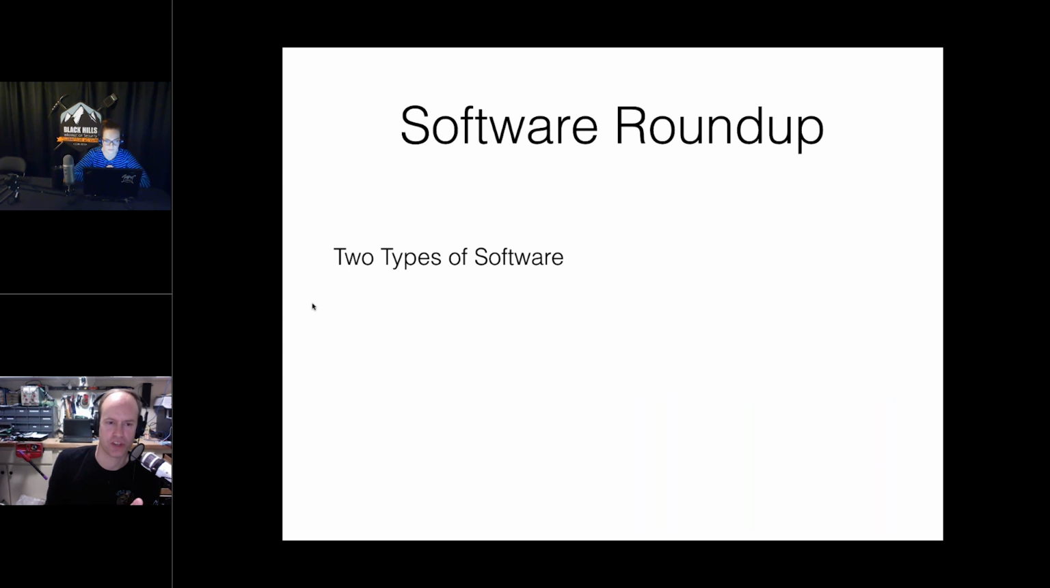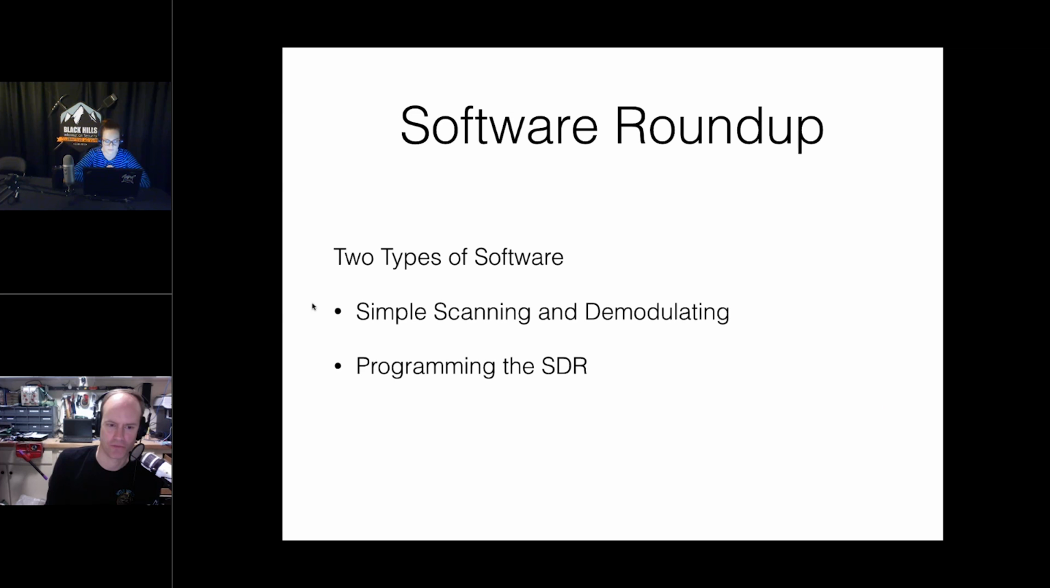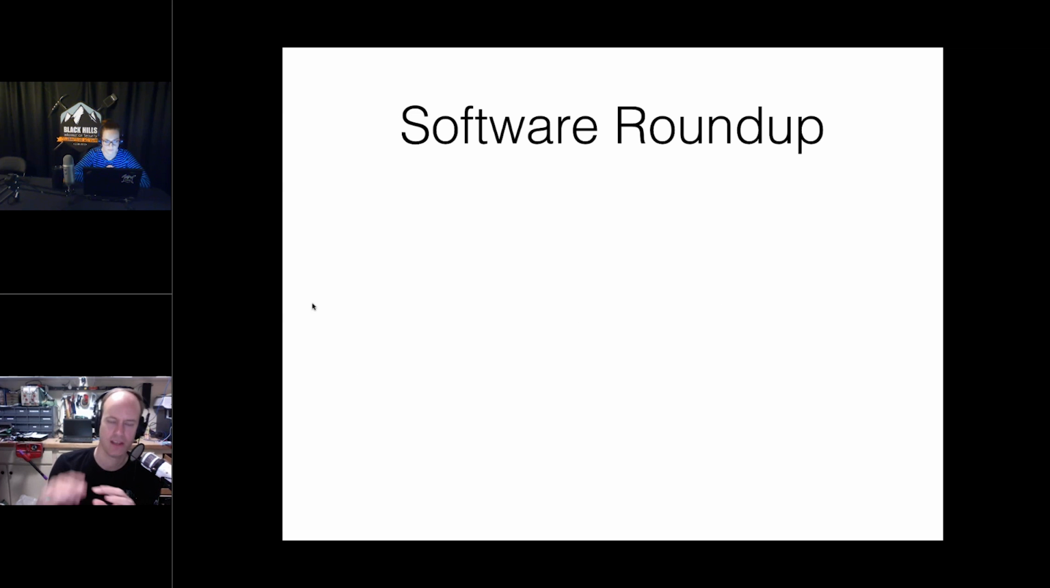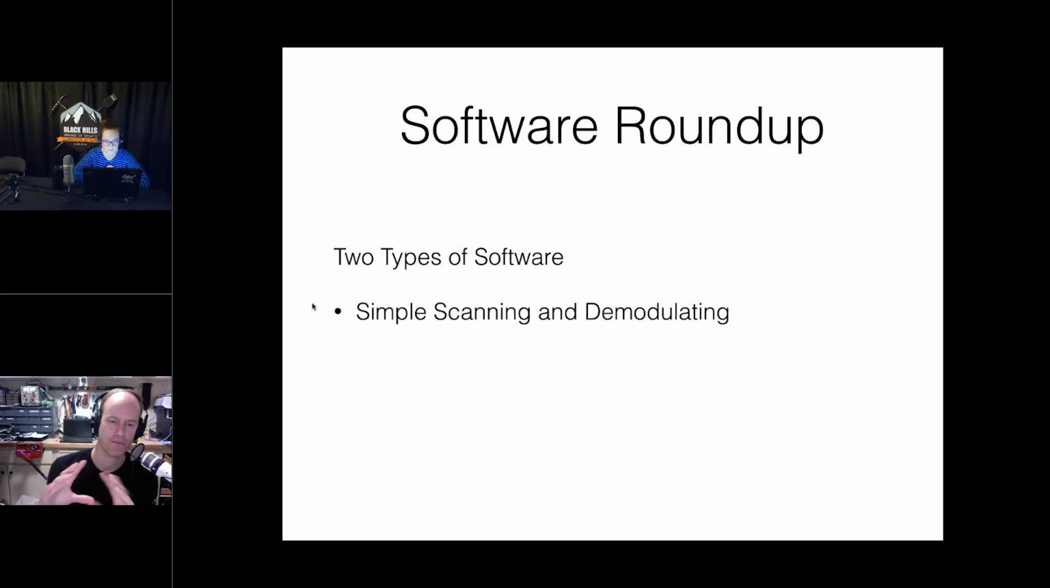So in terms of the software, there's two basic types of software you might want to use. The first is these kind of GUIs that do simple scanning and demodulation. They're kind of one-stop shops. You click around in them and you see what's out there, you listen to things. That chunk of software is one basic type.